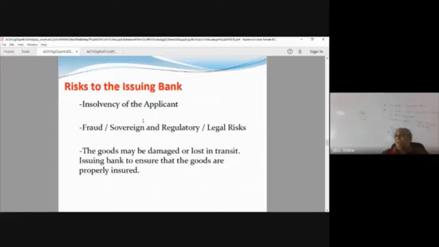Then we have to tell the counterparty, these are the covers I need. Otherwise, they can buy the cheapest one, like third party insurance. Insurance category C, third party.